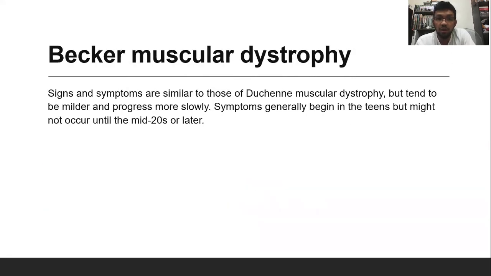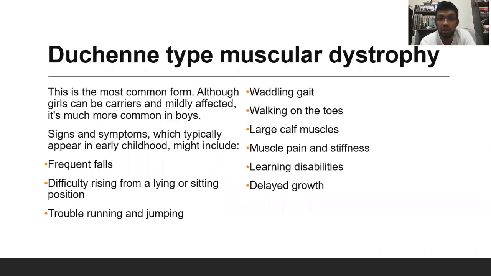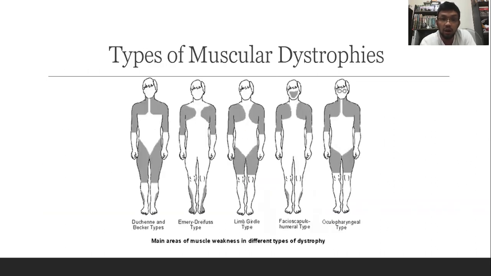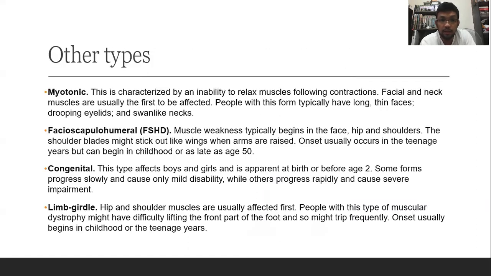So the Becker muscular dystrophy is similar. Signs and symptoms are similar to those of the Duchenne, but they are milder and they progress more slowly. Symptoms generally begin in the teens, but may not occur until the mid-20s or later. So it has the same sites as Duchenne, which are the arms, shoulders, and the thighs.